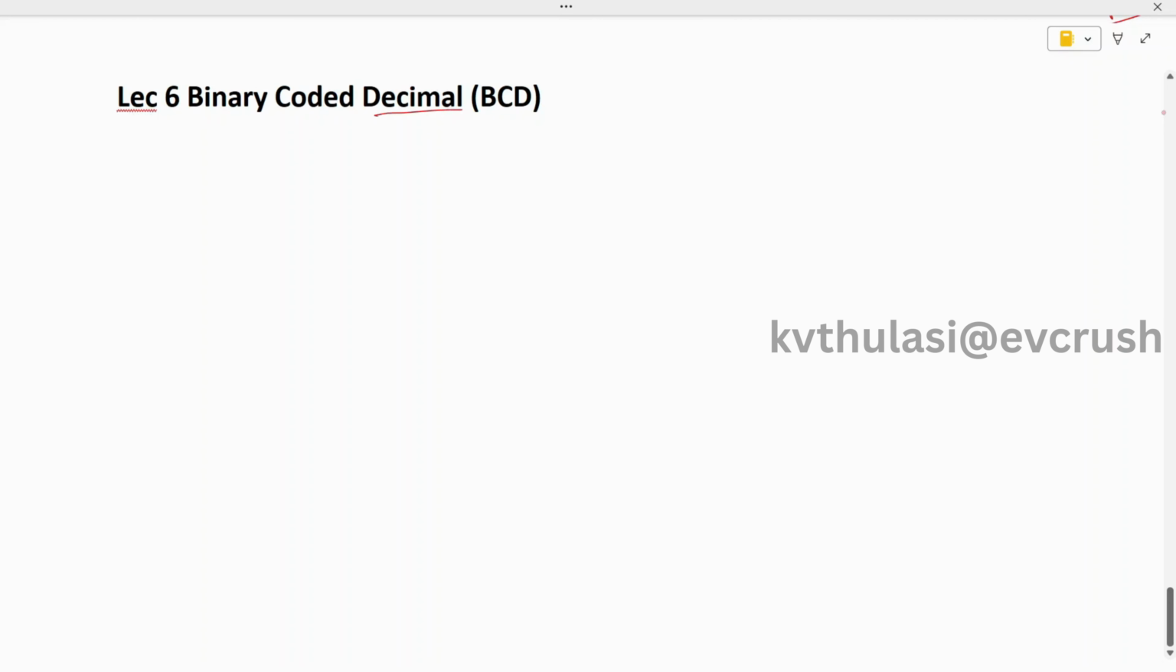So we have decimal numbers of base 10 and the binary system of base 2. We are converting all these decimal numbers into binary numbers. This is called binary coded decimal.